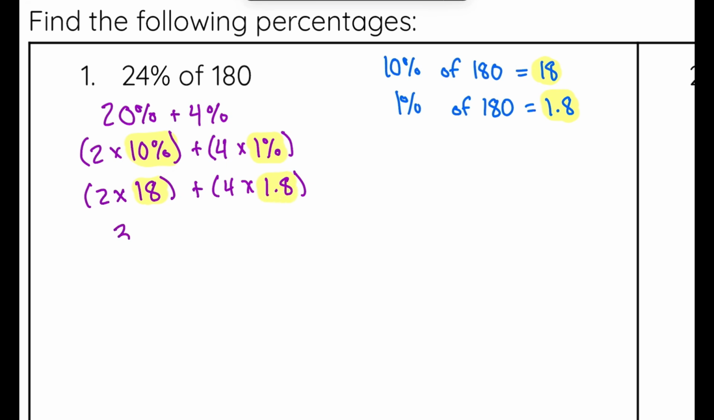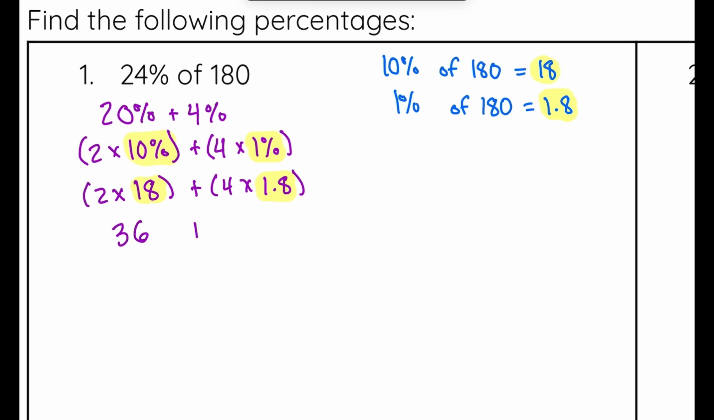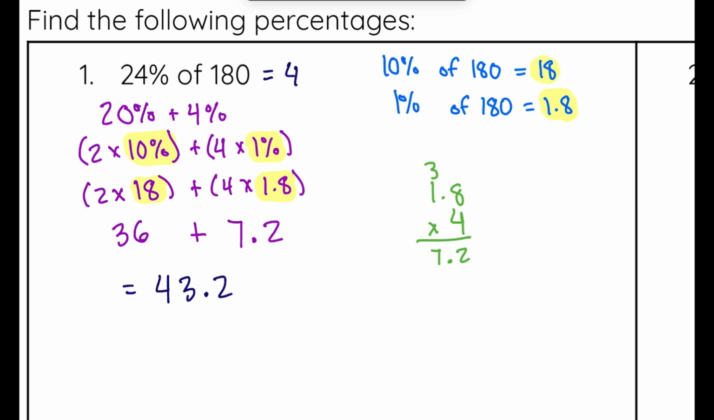Two times 18 is 36. 4 times 1.8, we can do some scratch work for that. So 4 times 8 is 32, carry the 3. 1 times 4 is 4, add 3, 7. So that'll be 7.2. 36 plus 7.2 is 43.2. So this means that 24% of 180 is 43.2.